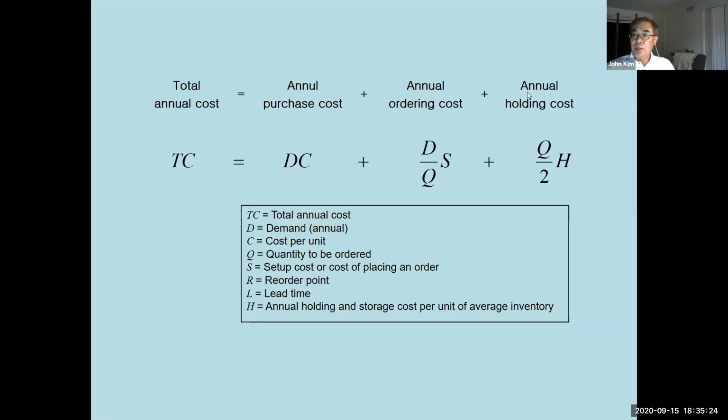And then annual holding cost. Earlier, holding cost was based on average inventory level. So if Q is order quantity, then Q divided by 2 is the average inventory level, times holding cost. So this is the annual holding cost.